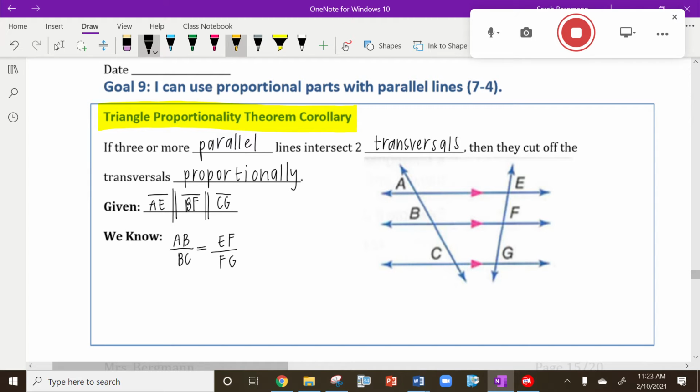So, for example, if we know that these three lines, AE, BF, and CG are all parallel, and we have these transversals, then we know that this section AB over this section BC, so those are both coming from the transversal on the left, is going to be the same proportion as how we cut the other transversal. So EF over FG is going to be the same ratio as how the other transversal was cut.